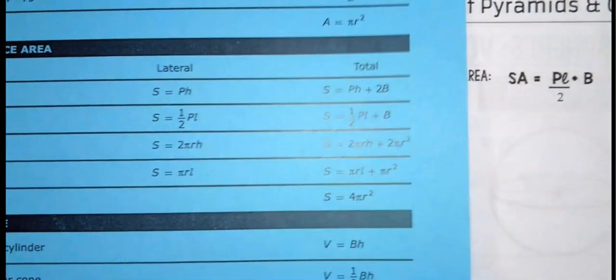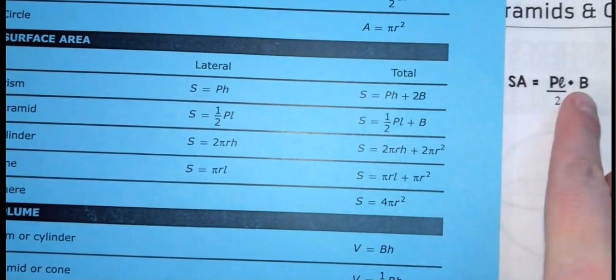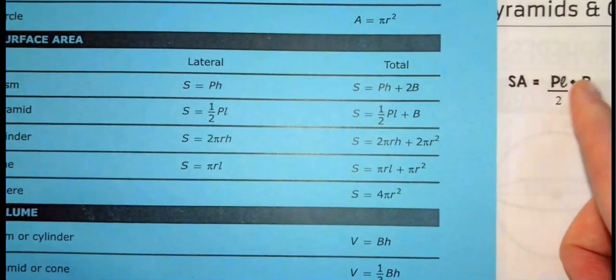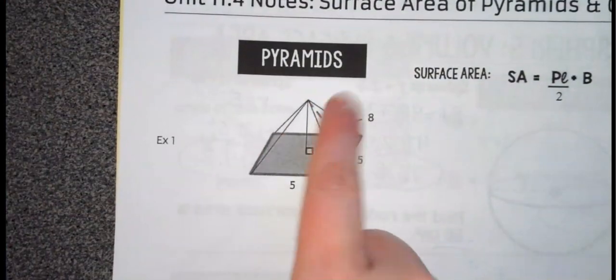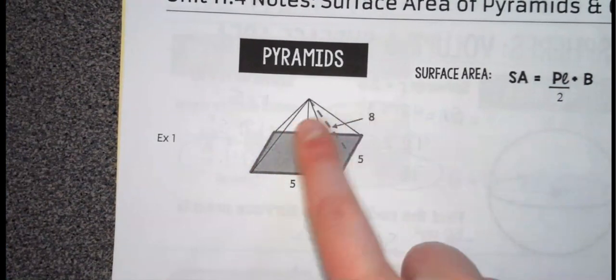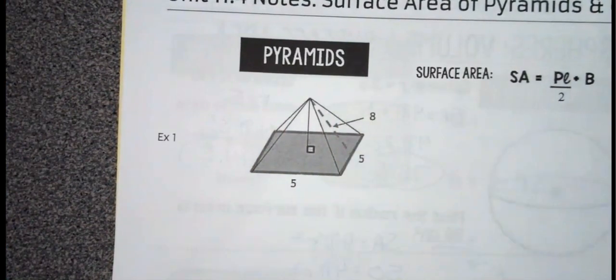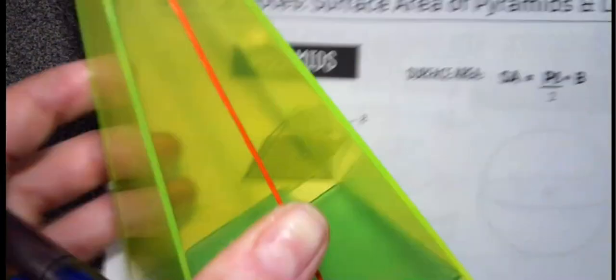Okay, so this is the difference between the two formulas. This is the one for prisms. This is the one for pyramids. And it's divided by 2 because these are a bunch of triangles up here. So it's the perimeter of the base times the slant height, which is on the outside of the shape. So that's the height. The slant height is on the side.